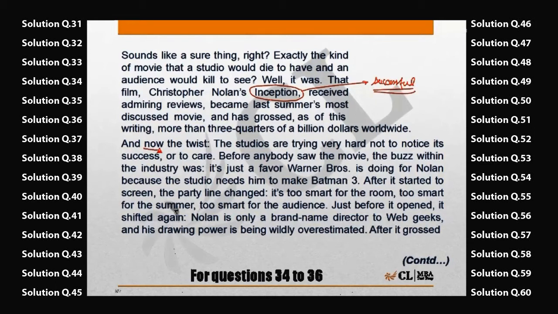Now he says, now the twist. The studios are trying very hard not to notice this success or to care. Before anybody saw the movie, the buzz within the industry was, it's just a favor Warner Brothers is doing for Nolan because the studio needs him to make Batman 3. After it started to screen, the party line changed. It's too smart for the room, too smart for the summer, too smart for the audience. Just before it opened, it shifted again. Nolan is only a brand name, director to web geeks, and his drawing power is being widely overestimated.